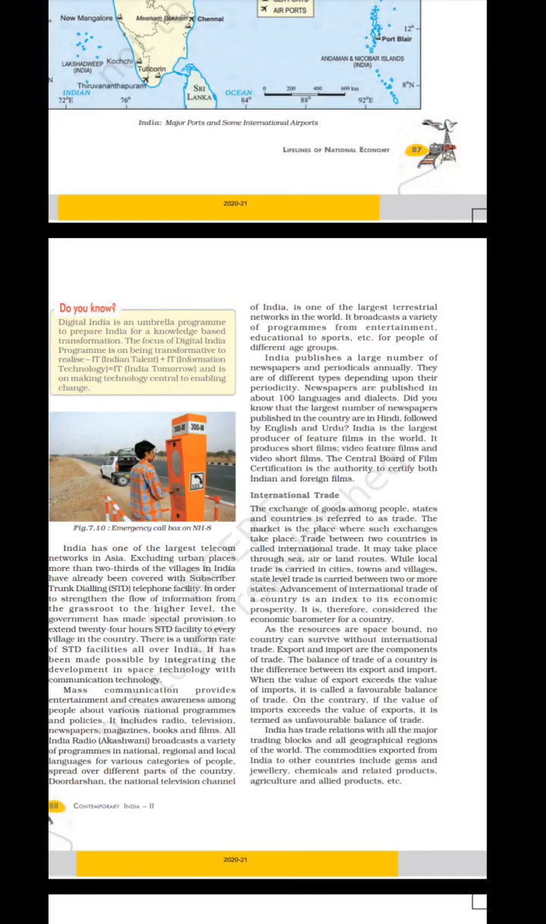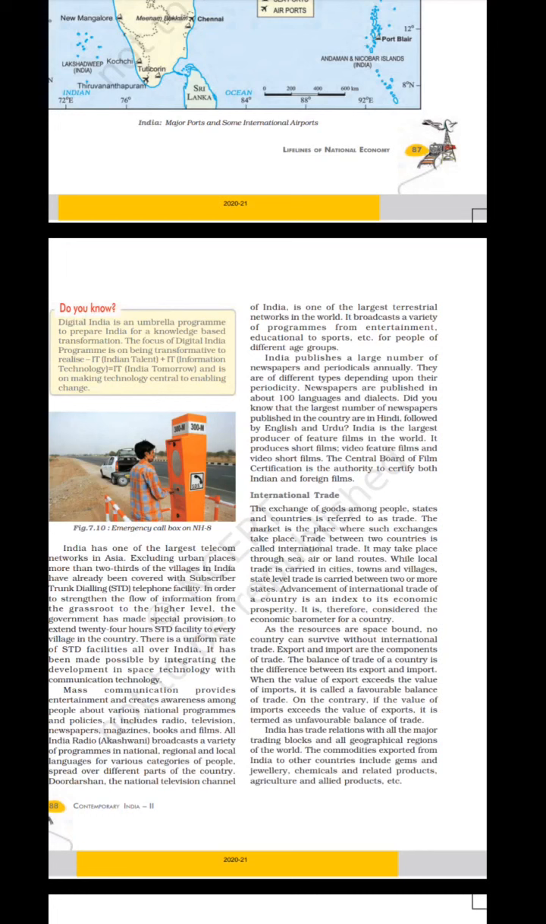India is the largest producer of feature films in the world. It produces short films, video feature films, and video short films. The Central Board of Film Certification is the authority to certify both Indian and foreign films.